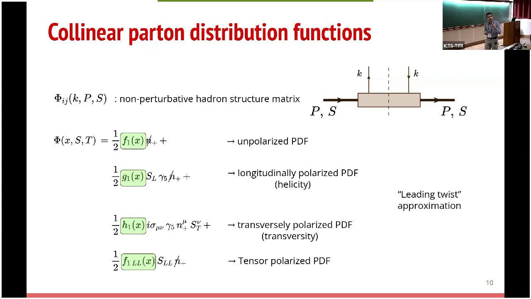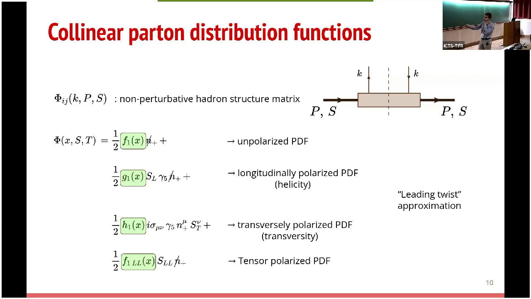So there are 4 different terms. Here I'm considering a deuteron, not just a nucleon, a deuteron, so an object with spin 1. You have the unpolarized PDF, which is the simplest object. Then you have the helicity distribution, which is the PDF that tells you the probability of finding a longitudinally polarized quark in a longitudinally polarized hadron. So you have a dependence on the longitudinal spin of the hadron here.